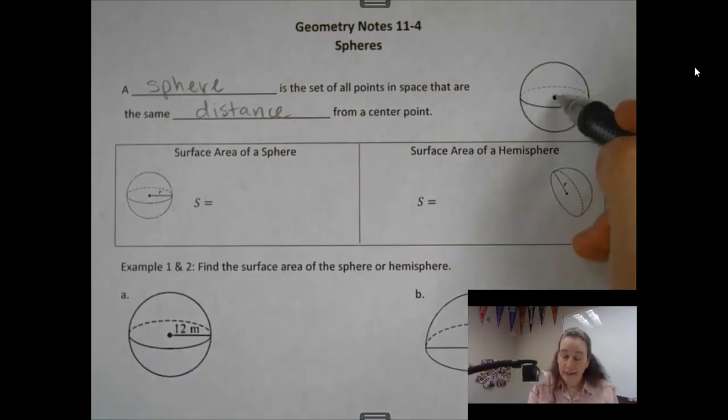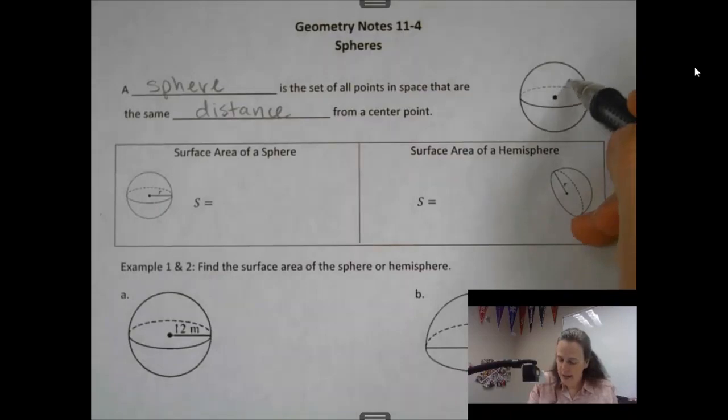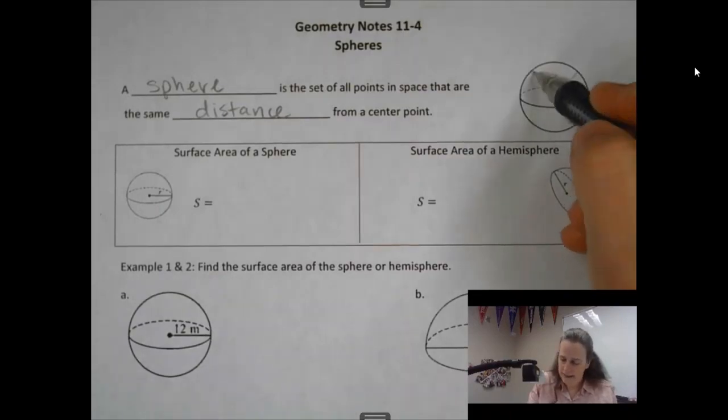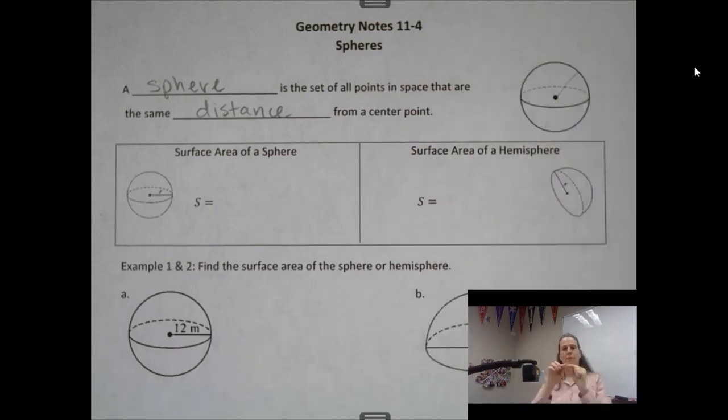So it's a radius from the center to the edge, and it's the same distance that way, same distance that way, same distance from that center, that radius every way, but not just two-dimensionally. It's also going out towards you. It's going up a little bit in all directions.